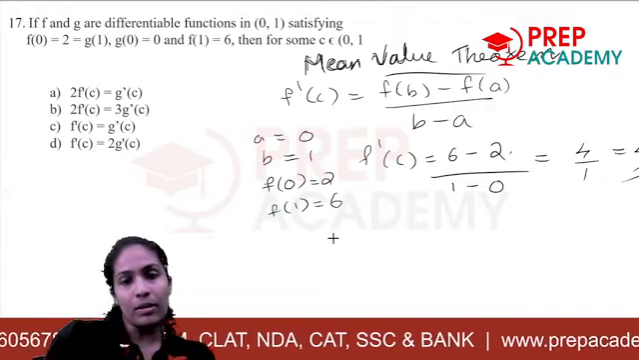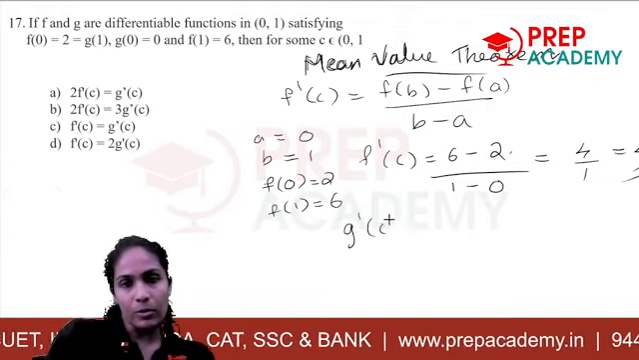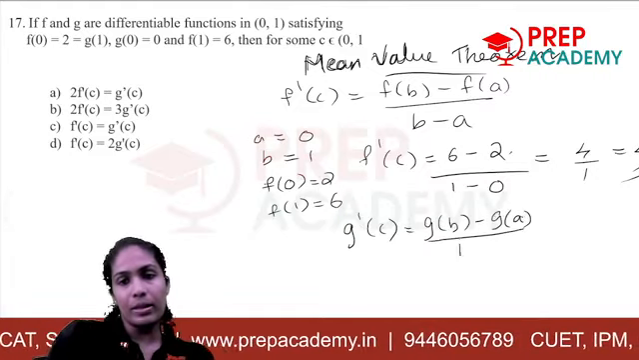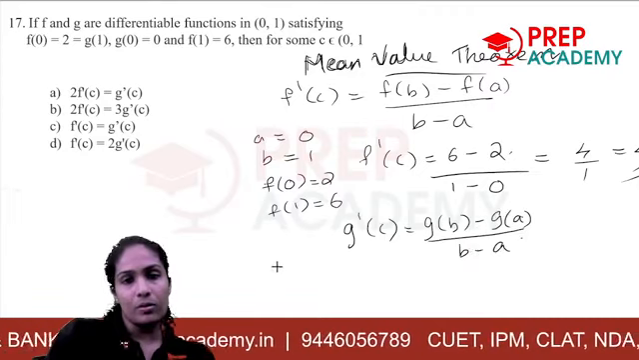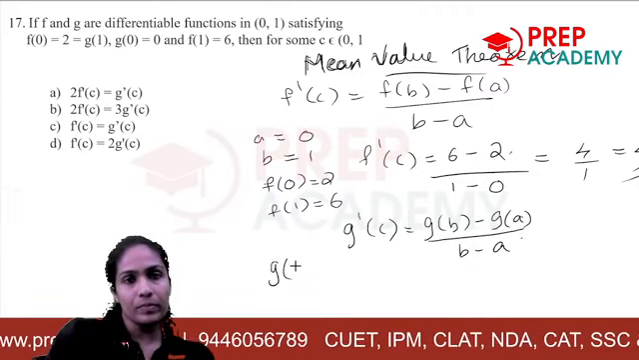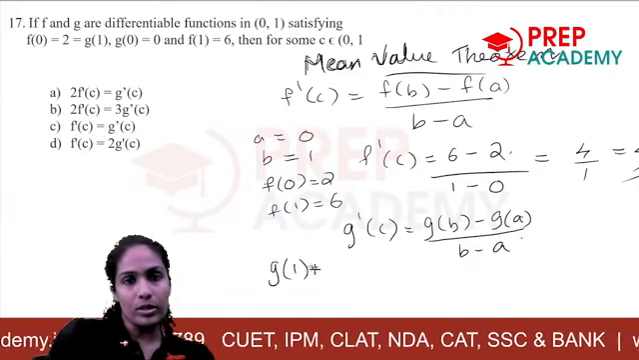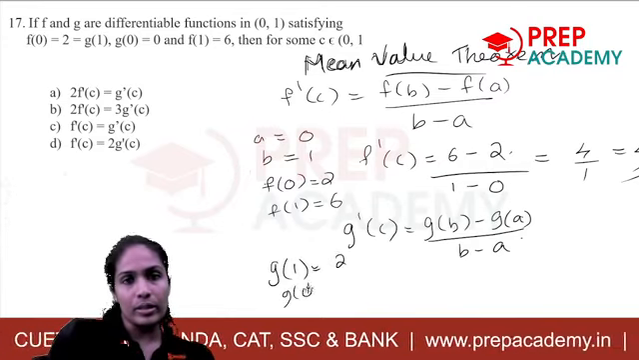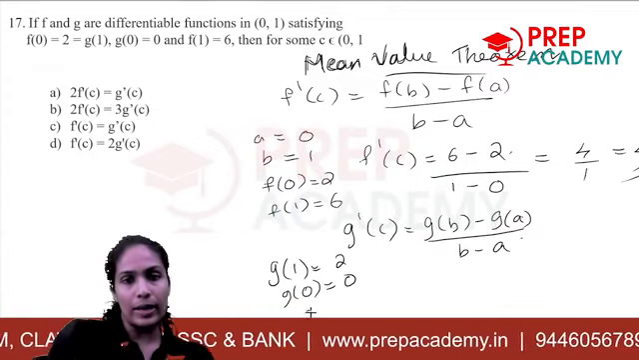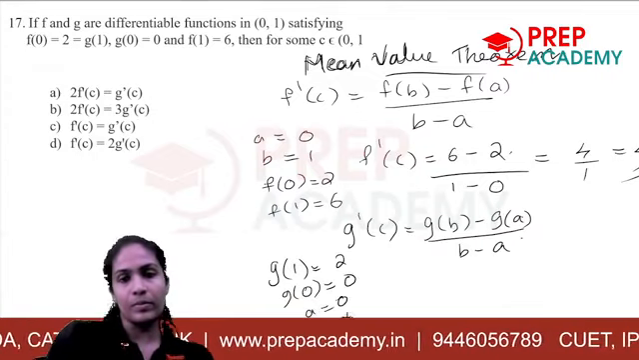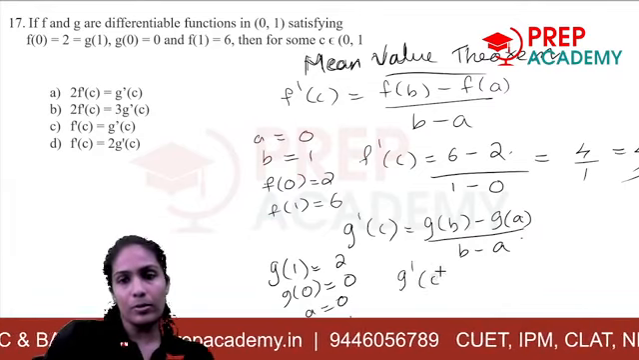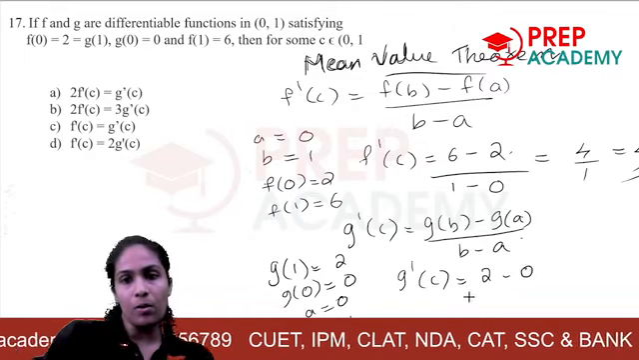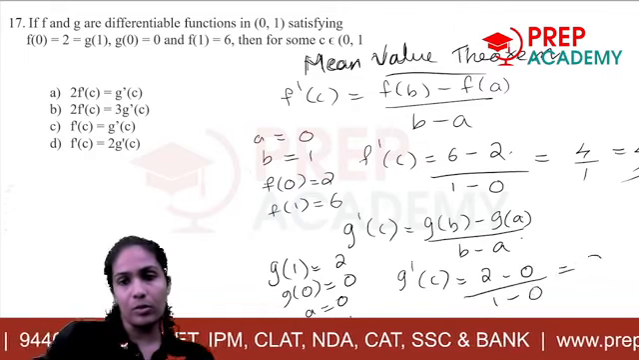Now, let us apply the same theorem for g dash, that is, g dash of c is equal to g of b minus g of a by b minus a. So, g of b is g of 1, which is equal to 2, and g of a, that is g of 0, is equal to 0. Here a is 0 and b is 1. So, g dash of c is equal to g of b, that is 2, minus g of a, that is 0, by 1 minus 0, which is equal to 2.